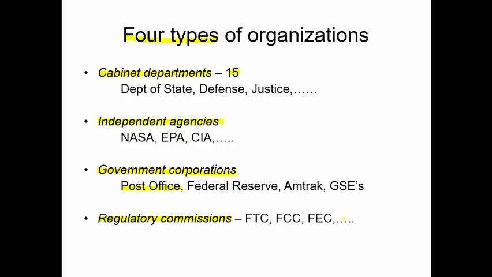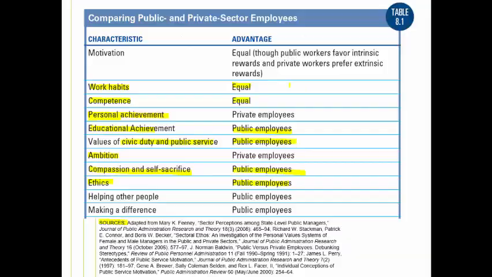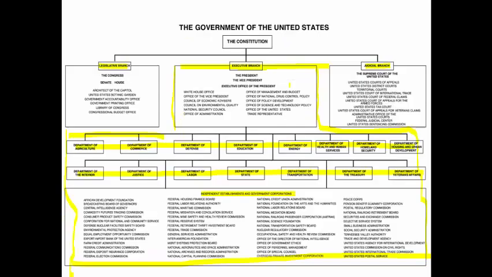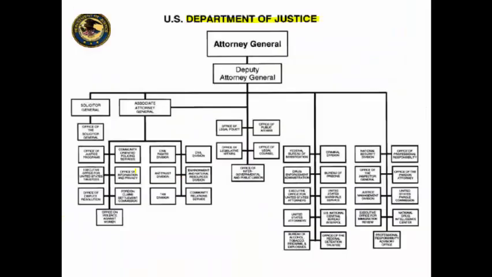So first of all, let's look at some various cabinet level departments. Here's the Department of Justice, one of the 15 cabinet departments. As you will recall, when we go back, let me just show you that again. Here's my cabinet level departments right here. There's 15 of them, and there's the Department of Justice right there. So what we're going to do is zoom in on the Department of Justice and look at their org chart.